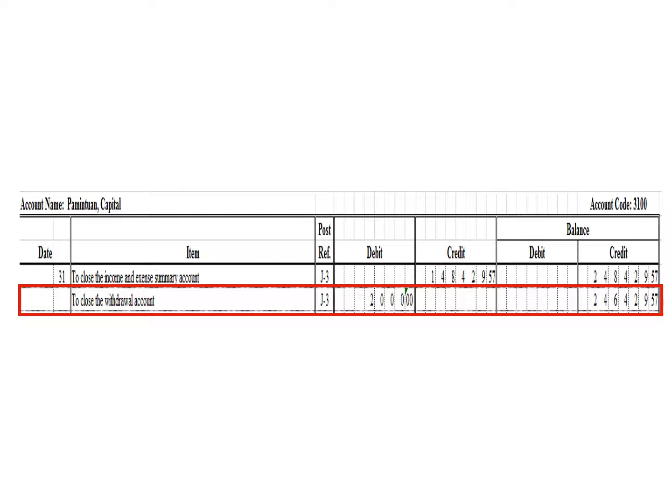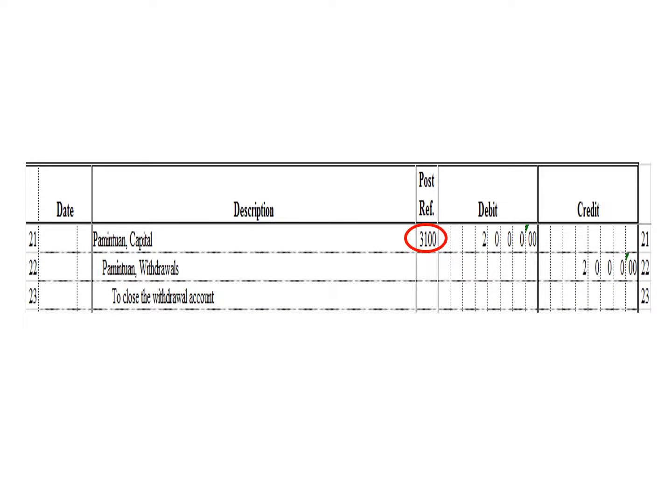In the Pamintuan Capital ledger, write the description to close the withdrawal account. Posting reference, J3. Under the debit column, write the amount, 2,000 pesos. In the balance section under the credit column, write 246,429 pesos and 57 cents. After posting the debit entry, write the posting reference, 3100, the account code for Pamintuan Capital.